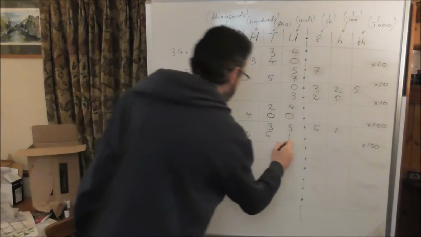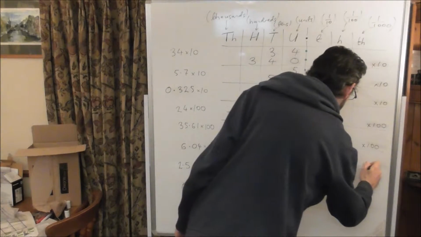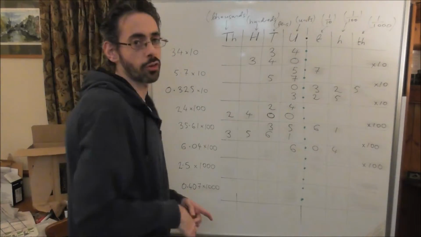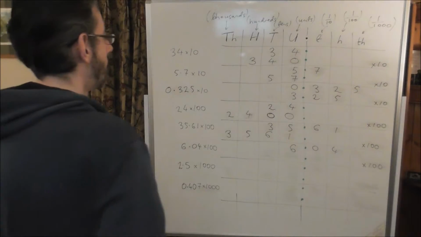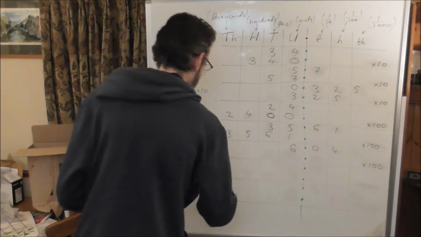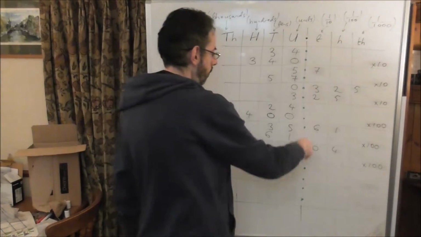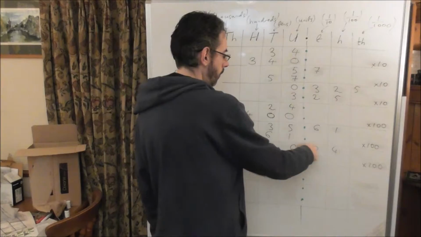6.04 times 100. So got to move the digits 2 places to the left again. So the 6, where will that go? Well, it goes 2 places into the hundreds column. Now there is nothing in the tenths column. You've got 0 tenths, but the 0 will keep its place in between the 6 and the 4.